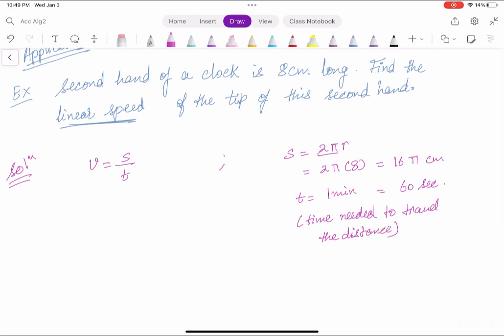So we have all the ingredients ready. We have S, we have t. So let's write the linear speed. The linear speed is 16 pi centimeters divided by 60 seconds. If you plug it into your calculator, you should get 0.8377 centimeters per second, because speed is represented with respect to time. What is speed? Speed is distance over time, right? So circumference is the whole distance, and time in this case is 60 seconds.